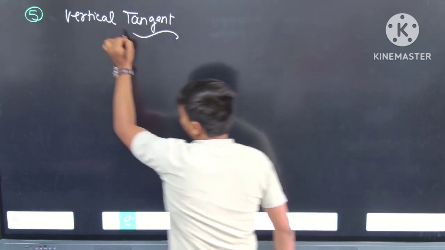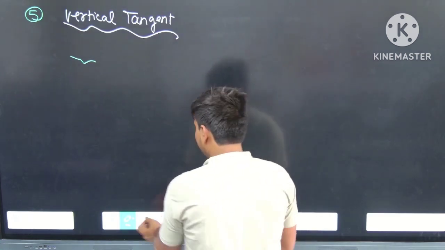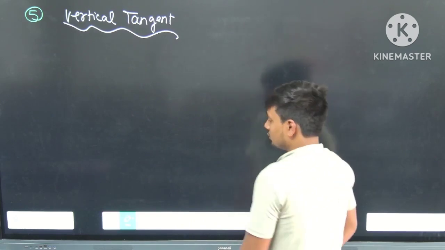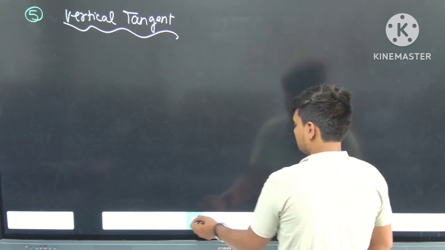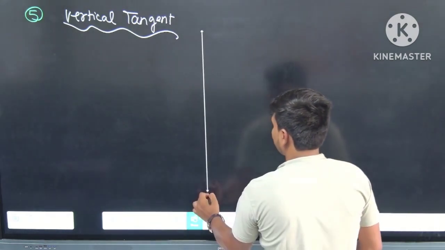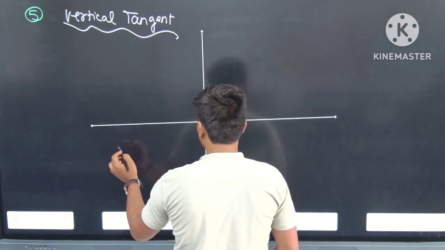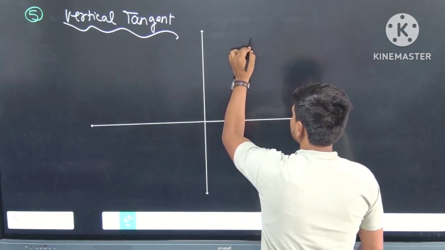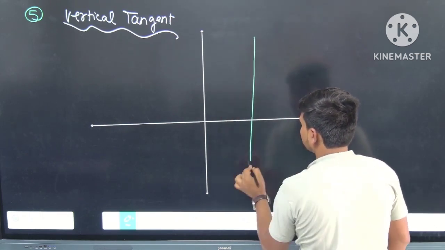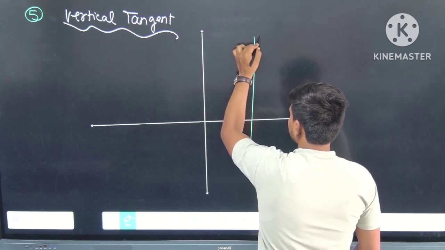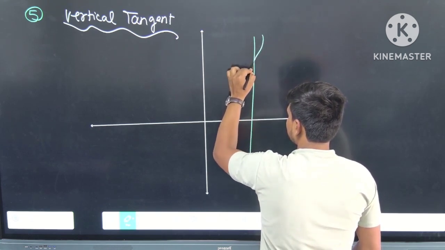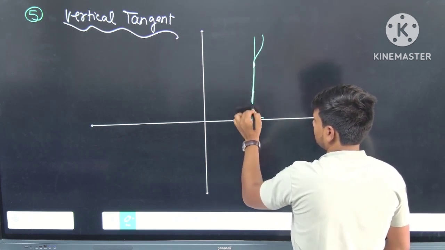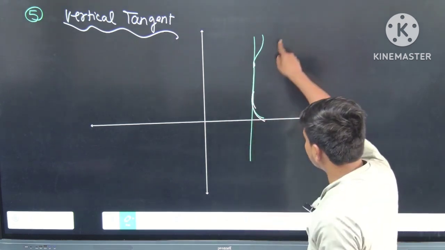Okay, if at some point the graph has a vertical tangent, then the function will not be differentiable at that point. Suppose we draw the graph of a function, and we draw a line like this one. Suppose this is a function like this one.